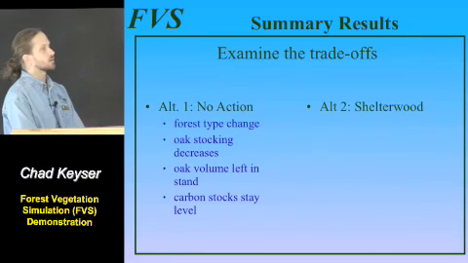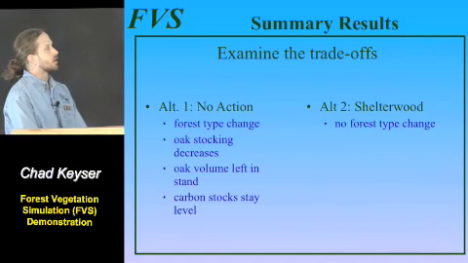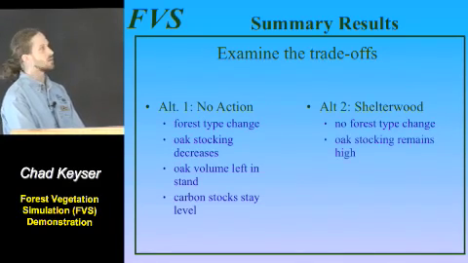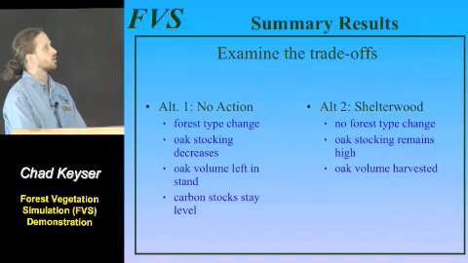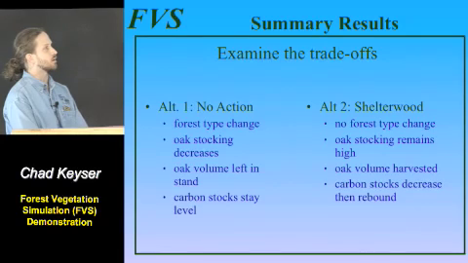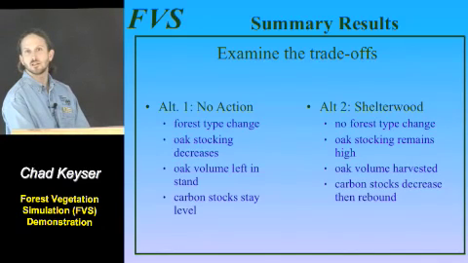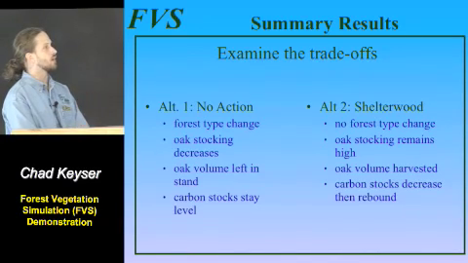In terms of the shelterwood alternative, it's looking a lot better in terms of maintaining oak in the stand. No forest type change. Oak stocking remains high. Of the volume that's harvested, we're able to harvest that oak volume and sell it. And the one caveat, though, is that initially our carbon stocks decrease, but over time they rebound.